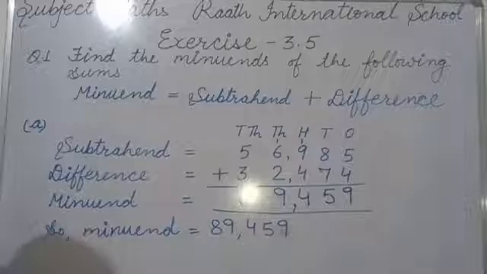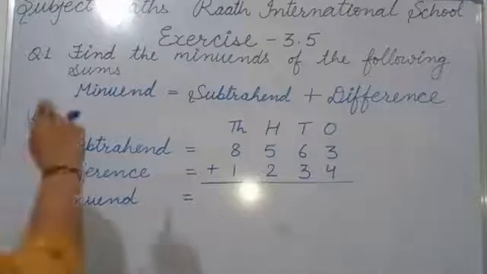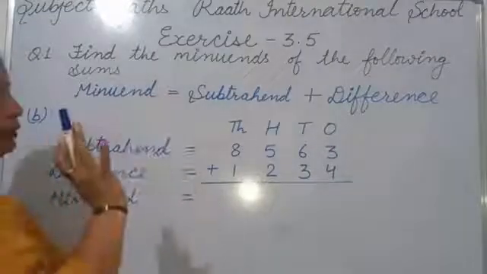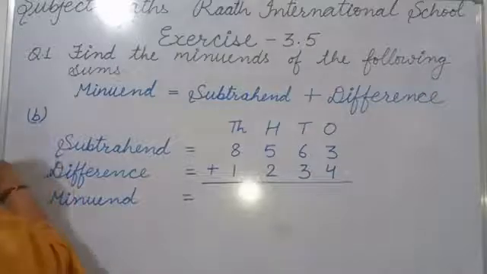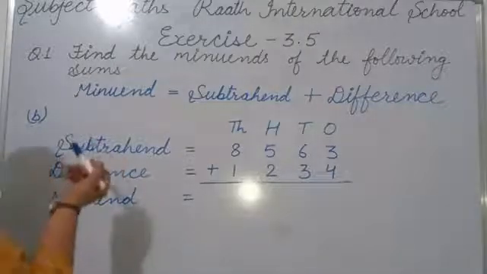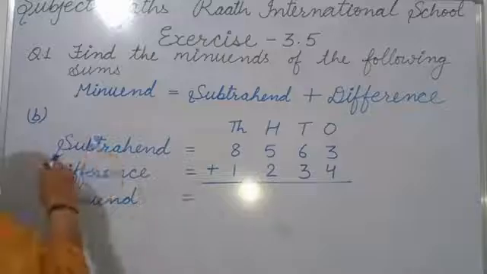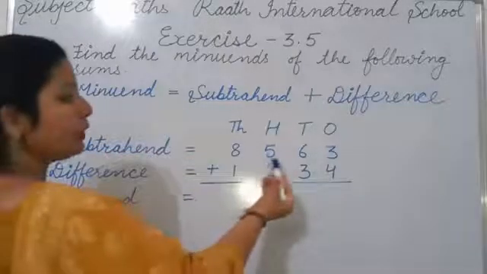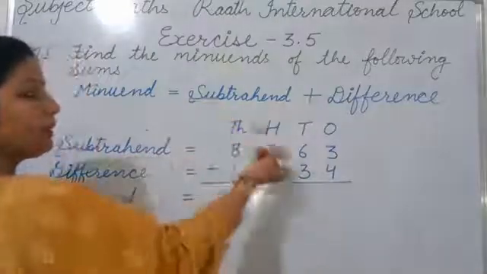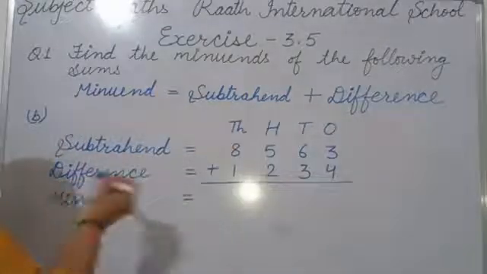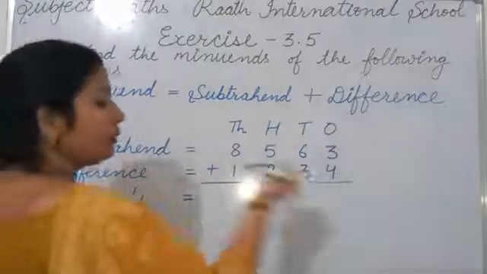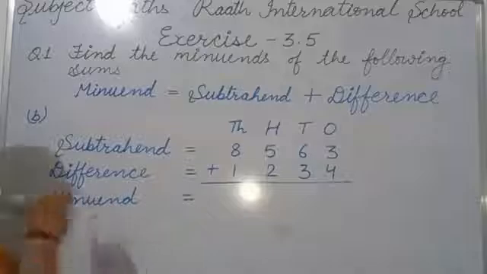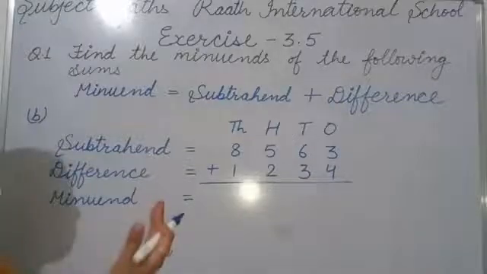Okay, now it's B part. This formula we will write only one time at the top. Now in B part also subtrahend and difference are given. Firstly the subtrahend is 8,563. We should write it in columns. Then the difference is 1,234. Now we find the minuend. For the minuend again we will do plus.